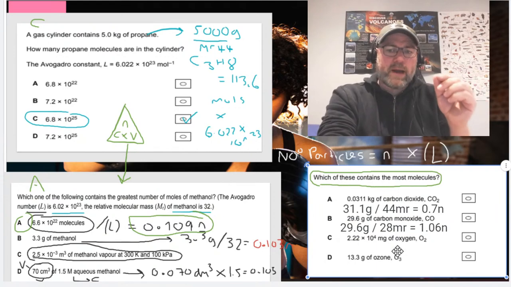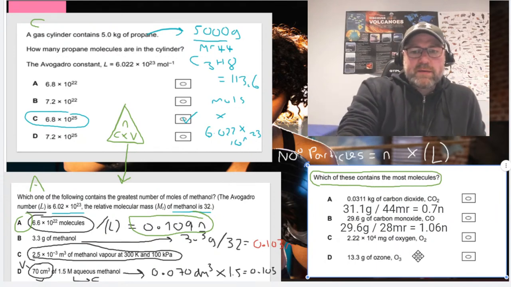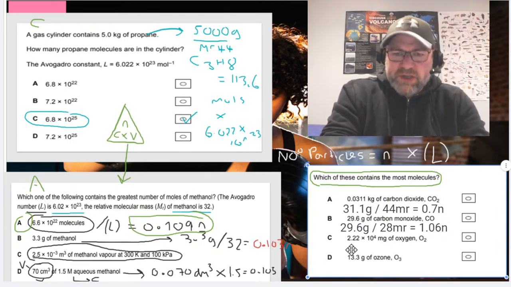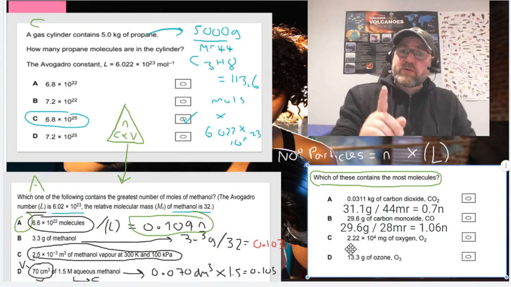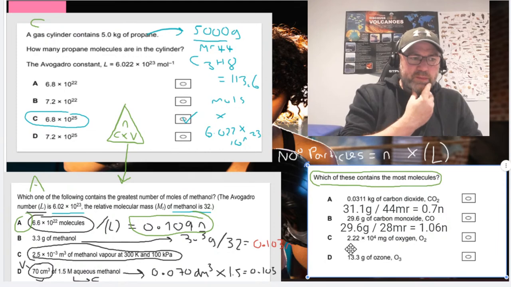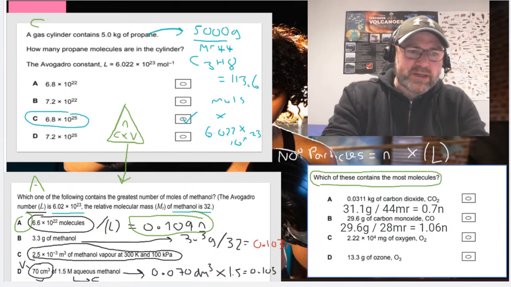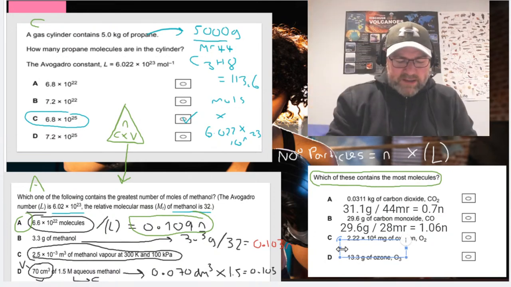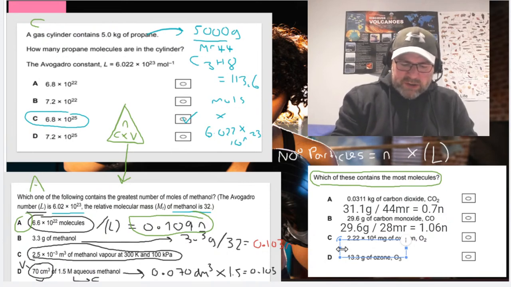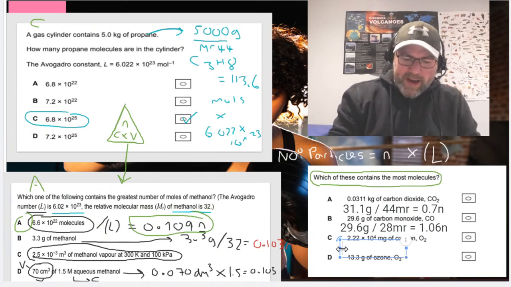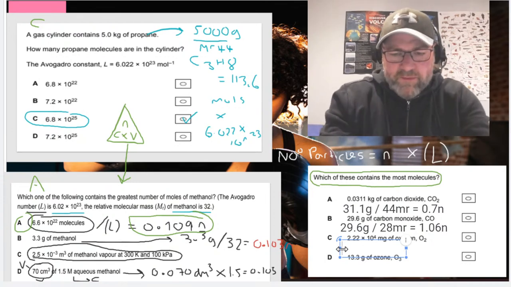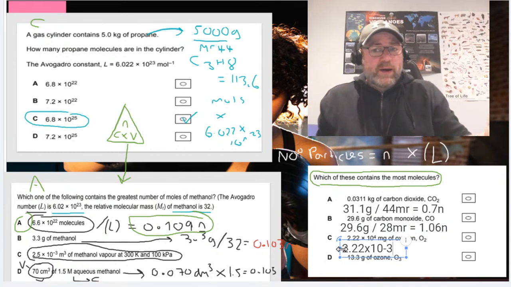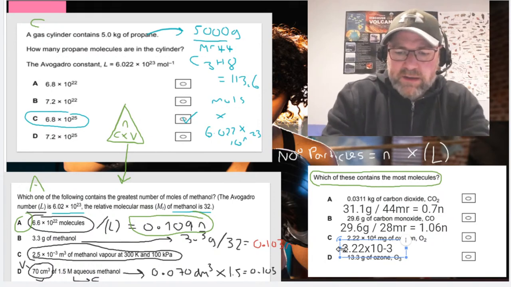2.22 times 10 to the 4 micrograms of oxygen. Okay, just off the top of my head, that doesn't sound like a lot of moles. But just to do it, it's not micrograms, is it? Do you know what the m stands for? The little m actually doesn't stand for micro, it stands for milligrams. If I want to change those back into grams, I need to divide by 1,000. So I'm going to do 2.22 divided by 1,000 to get them back into grams, and I end up with 2.22 times 10 to the minus 3. If it was micrograms, I'd need to divide by 1,000,000 to get them back into grams.